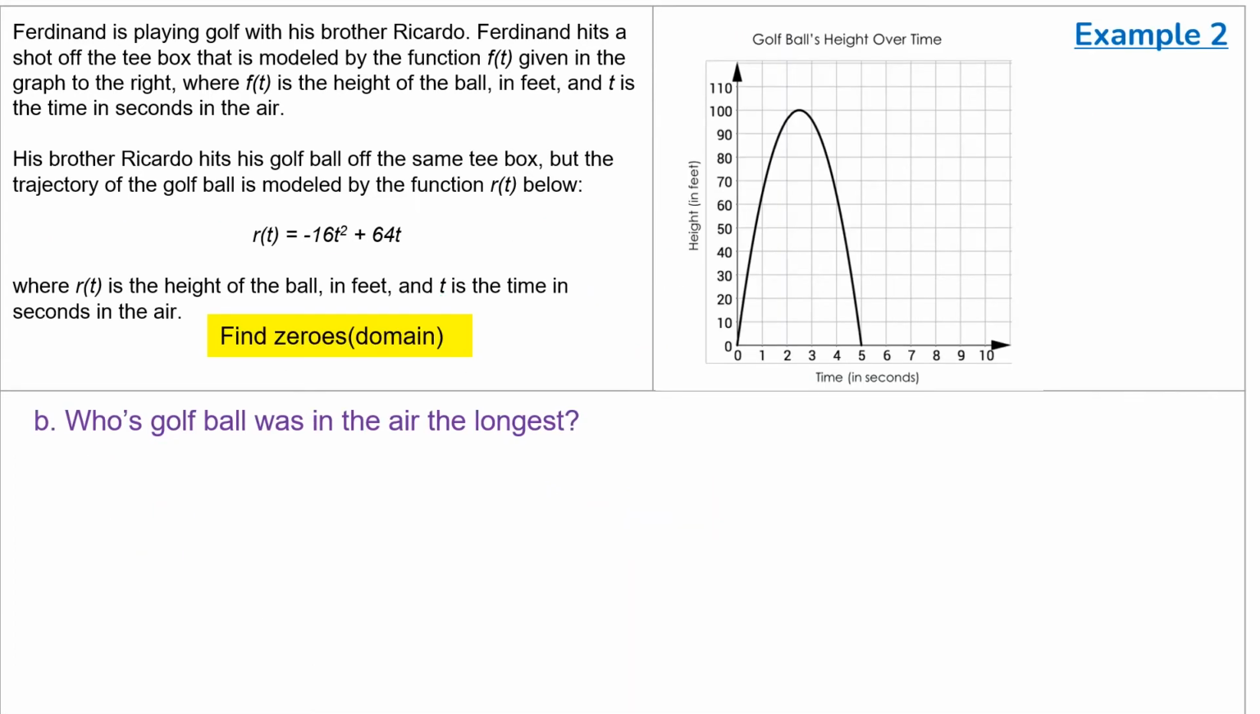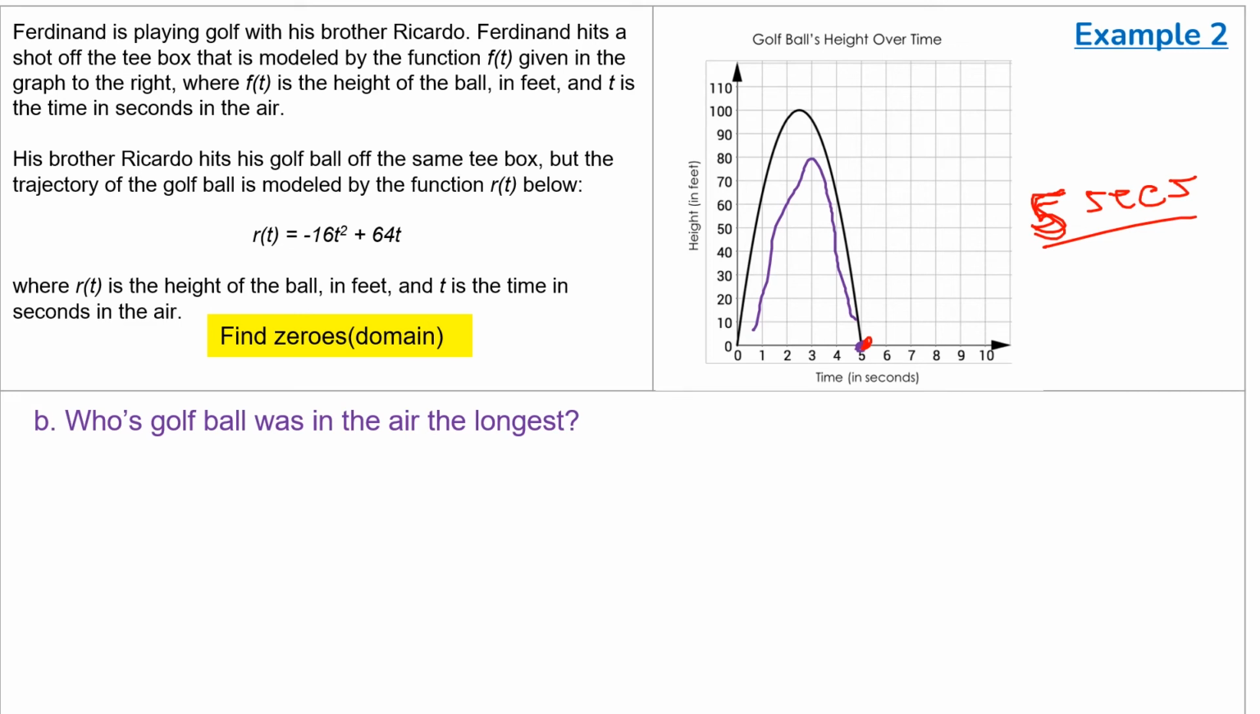For part B, it says whose golf ball was in the air the longest. And so we want to find the zeros or the domain for these two functions. So if we look at Ferdinand right here, his ball went up right here and then it stopped at 5 seconds. And so Ferdinand's ball was in the air for 5 seconds.